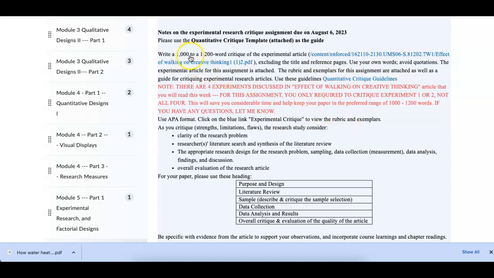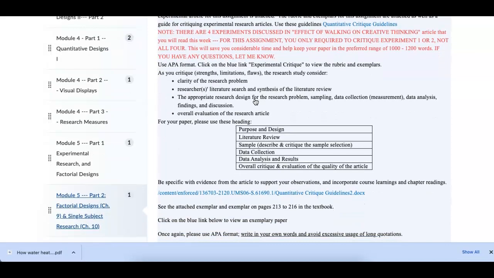But once again, it's the same length. I'd love to see a cover page and a references page. In the references, you will have the article that you are critiquing and any other additional references that you might have. It could be our textbook. It could be something else. It could be another reference. But I'd like you to list the references that you use for that.